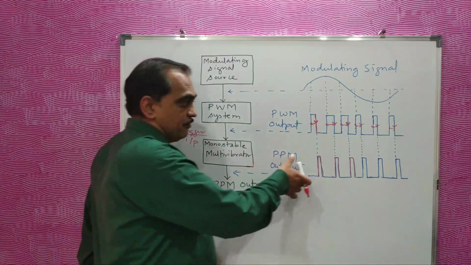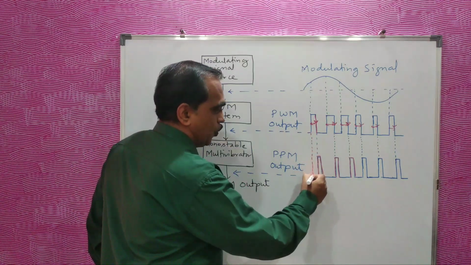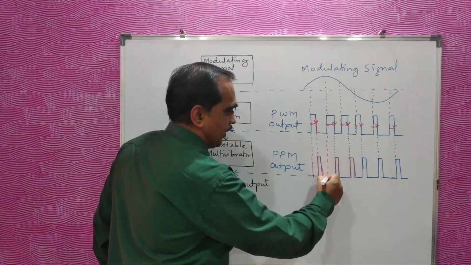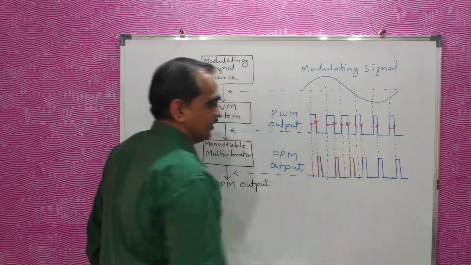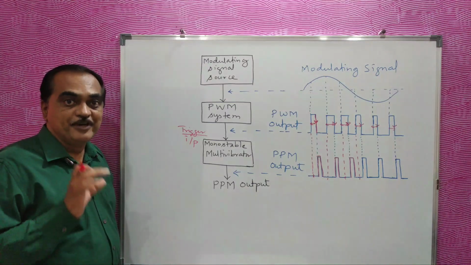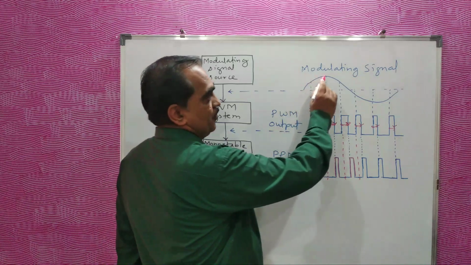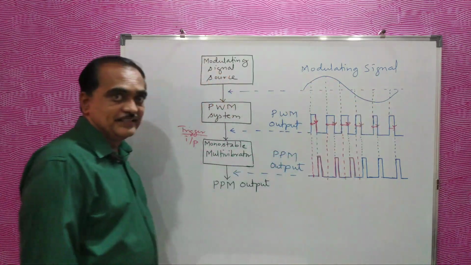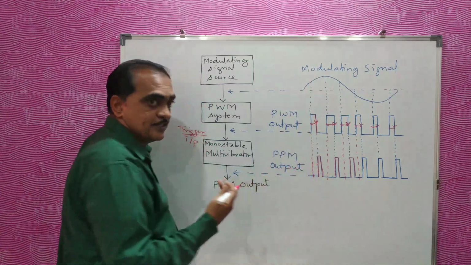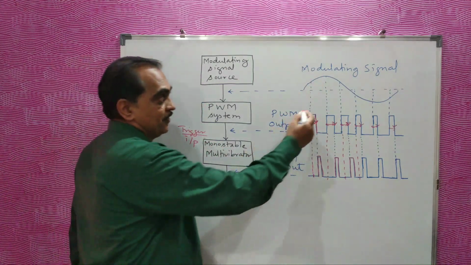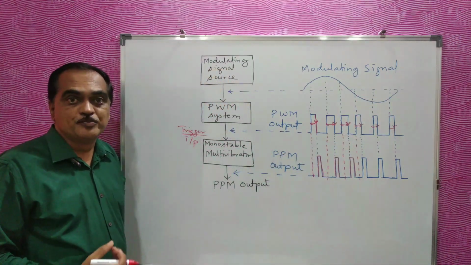But in this last waveform you can see that the position of the pulse from its origin point is varying. The position of the pulse from its origin sampling point is varying. Now that variation is according to the variation of the modulating signal. That is, whenever the signal is going more positive, the pulse is going far. And whenever the signal is going more negative, the pulse is coming near to its origin point.